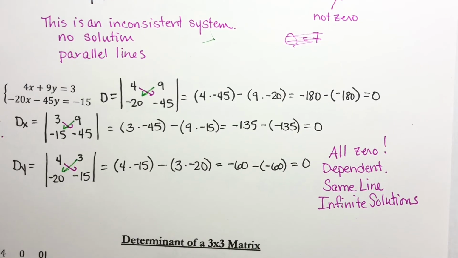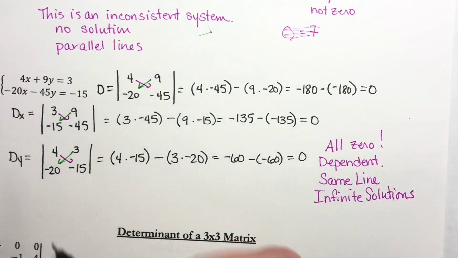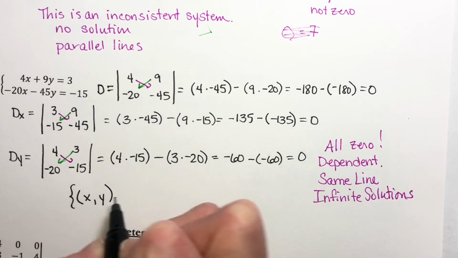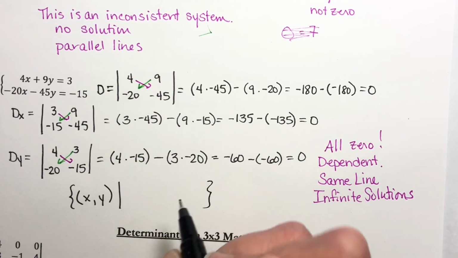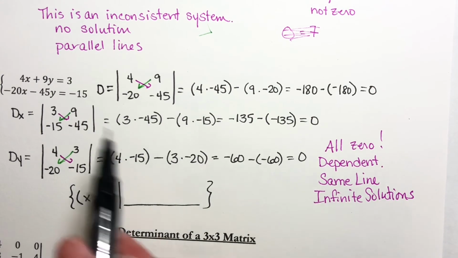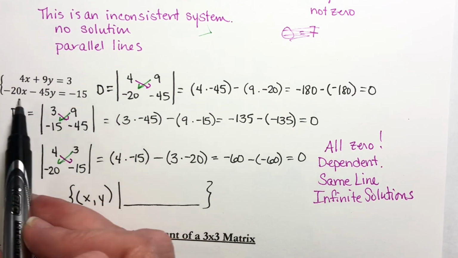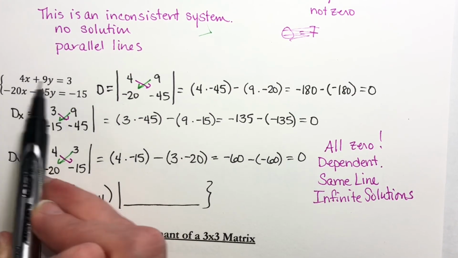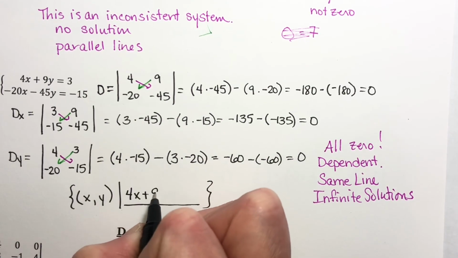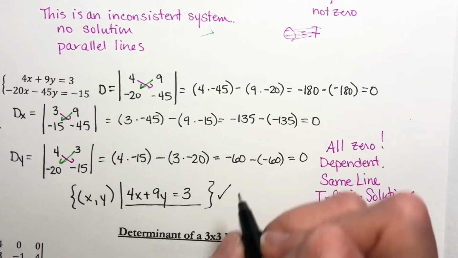You're usually asked to write these answers in set builder notation, and they provide this part for you. And all you're supposed to do is to write down the equation here, and you want to write down the most general one. This has bigger numbers. Everything can be quote-unquote reduced by dividing everything by negative 5. In fact, if you do that, you get exactly this. I'm going to put 4x plus 9y equal to 3 in that position, and that will be my overall answer.